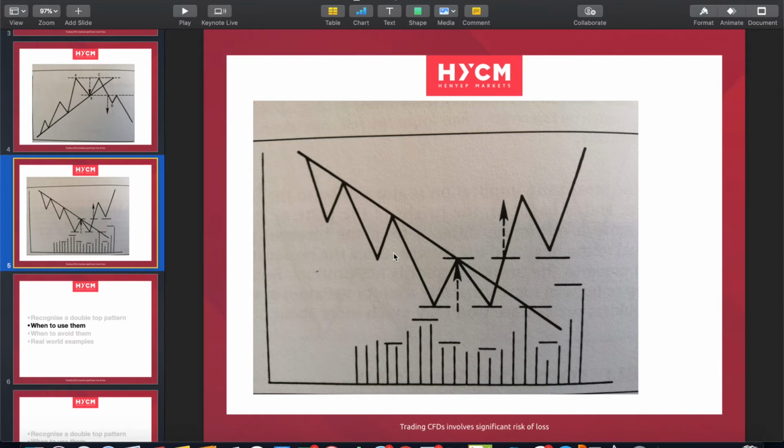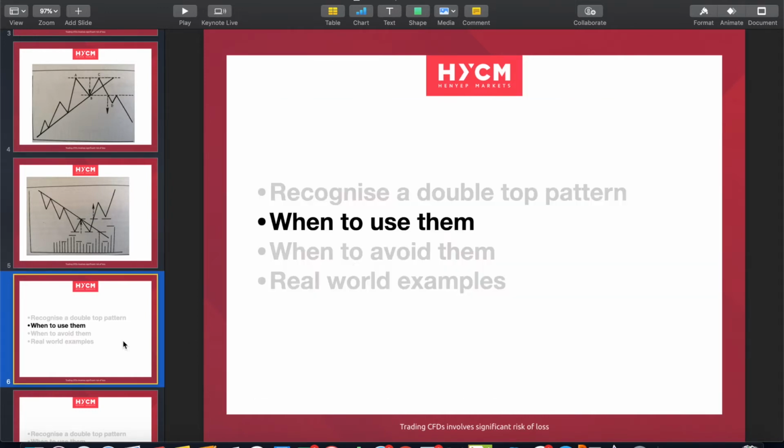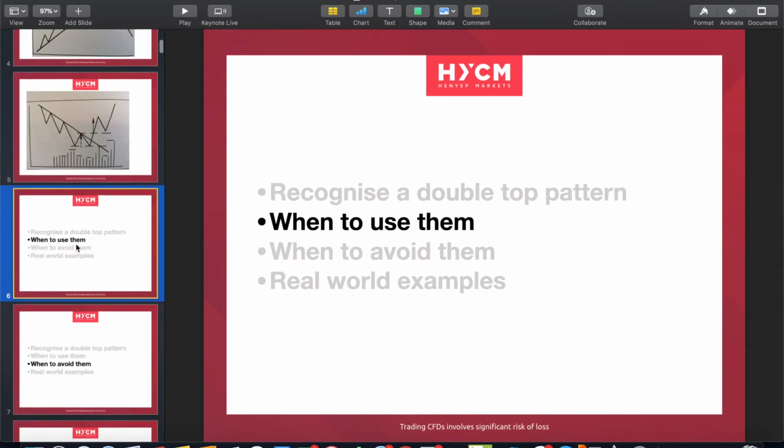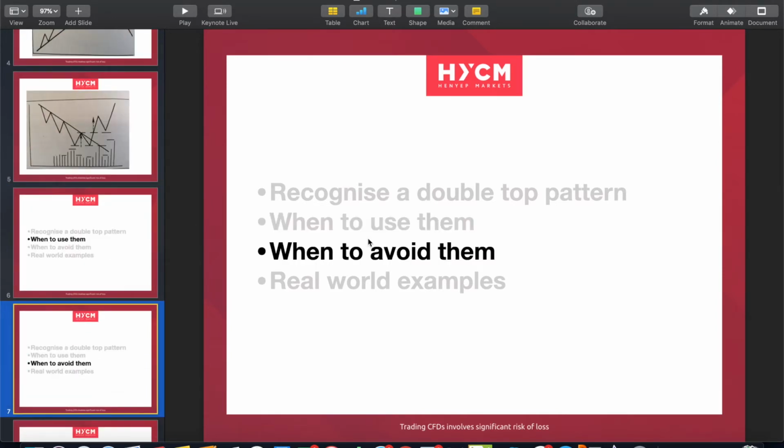It could be even the fact that the market is heavily oversold or it's just due a correction. Any of those reasons are valid. But that's when you want to use them, when you have a fundamental reason to combine with the technicals. When to avoid them is when you're just simply trading the pattern.